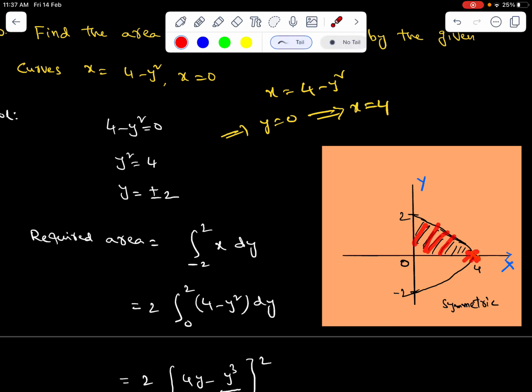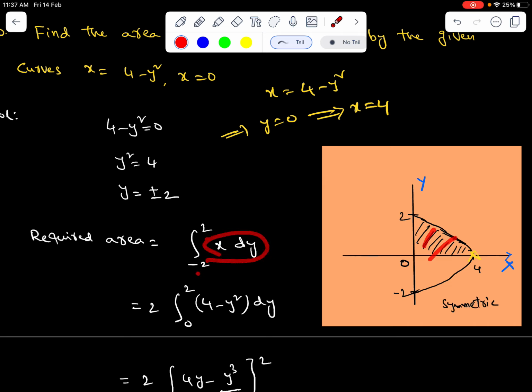Therefore, this is the 4. This is the graph. You can observe this is symmetric. Symmetric means two curves here. Therefore, the area of the graph is the area of x equal to 4 minus y square, equal to minus 2 into x dy.